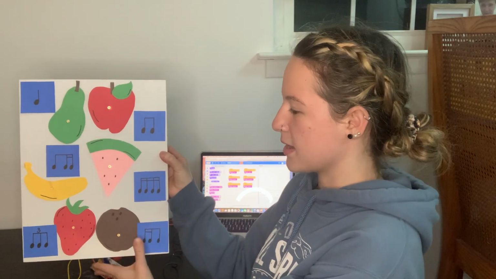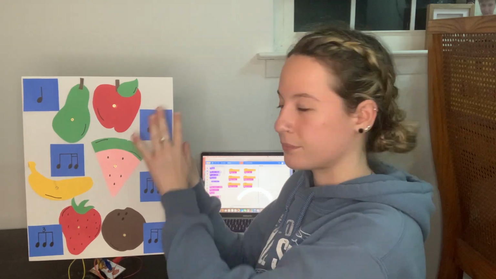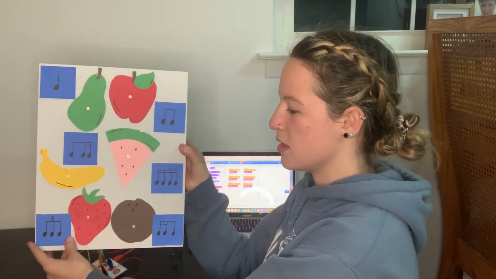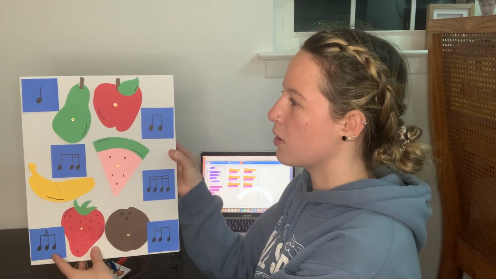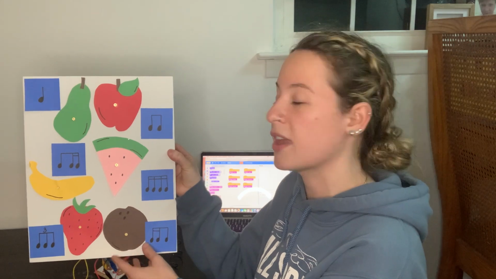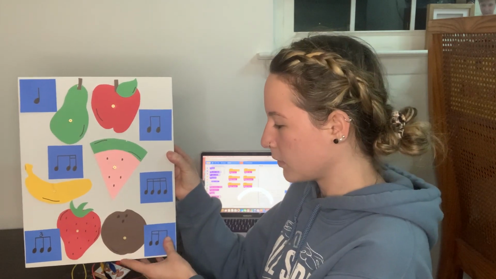So in making this, what I did was, this is a board, and I used construction paper to cut out each of the fruits and each of the little cards with the rhythm that I drew on with markers. And so I first taped everything down to the board to see how I wanted it to look. And then I used half inch all brass screws and a screwdriver to screw in the fruits in the center where you're going to touch it to play it.